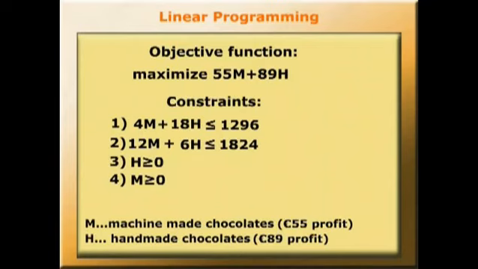Now we haven't yet found the best combination of handmade and machine-made chocolates for maximising profit, but what we have done is to establish the nature of the problem. We now have an objective function and we know what the constraints are within which we have to operate. So we now have a problem in a form which is soluble.